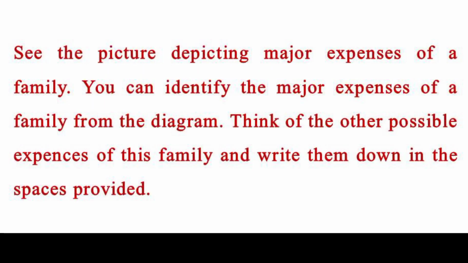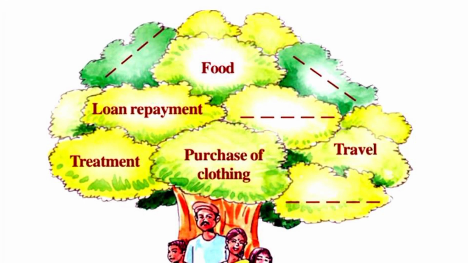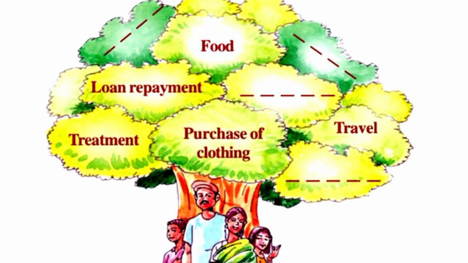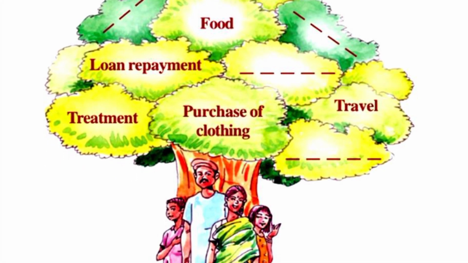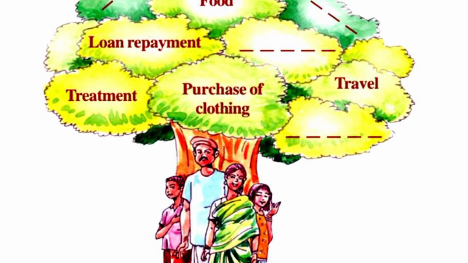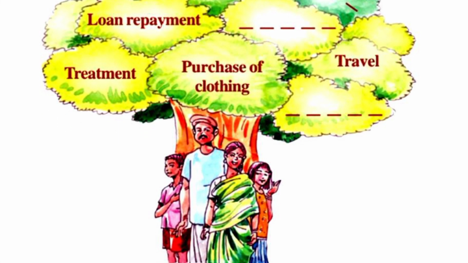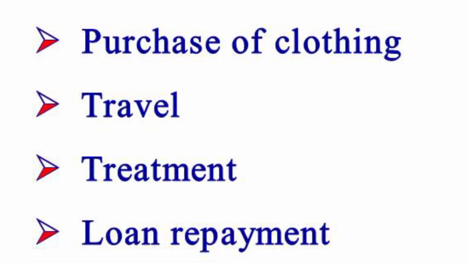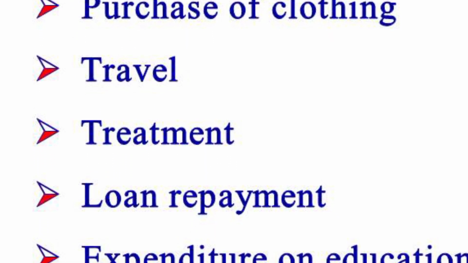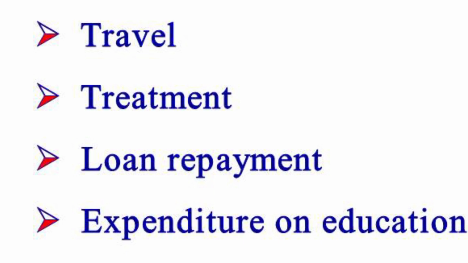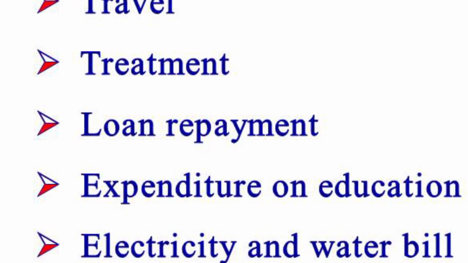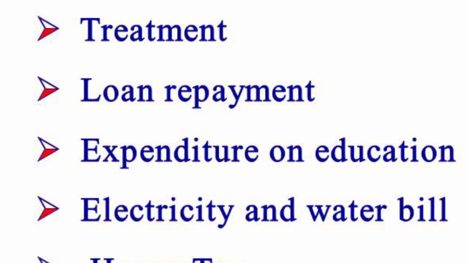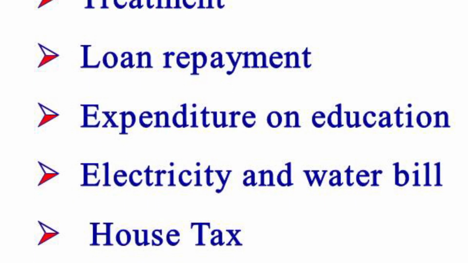See the picture depicting major expenses of a family. You can identify the major expenses of a family from the diagram. Think of the other possible expenses of this family and write them down in the spaces provided. Food, purchase of clothing, travel, treatment, loan repayment, expenditure on education, electricity and water bill, house tax.